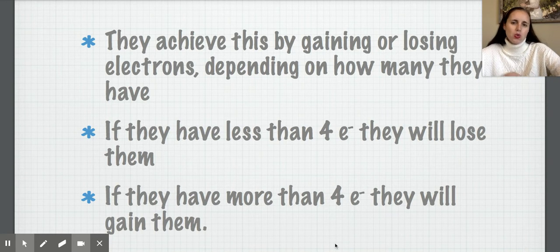We typically don't see ions form with elements that have 4 electrons. It can happen, and it's something we're going to see more in grade 11 or 12 chemistry. So in terms of grade 9 and 10, we're only going to be looking at atoms that have 1, 2, or 3 valence electrons. They're going to lose electrons. Or atoms that have 5, 6, or 7 electrons, they're going to gain electrons.